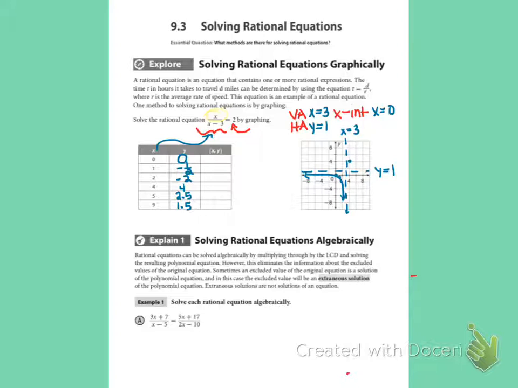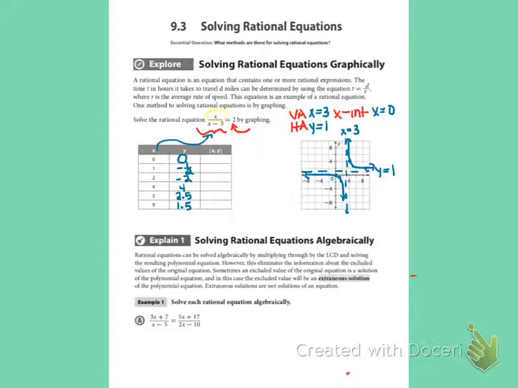I have 5 and 2.5, so over 5 and up 2.5. So there's 2, and there's just a little above that. Well, it's about right there, maybe. And then finally 9 and 1.5. Over 9, up 1.5. That's going to put me just a little above that asymptote. And so I can see this branch of the graph looks like this.